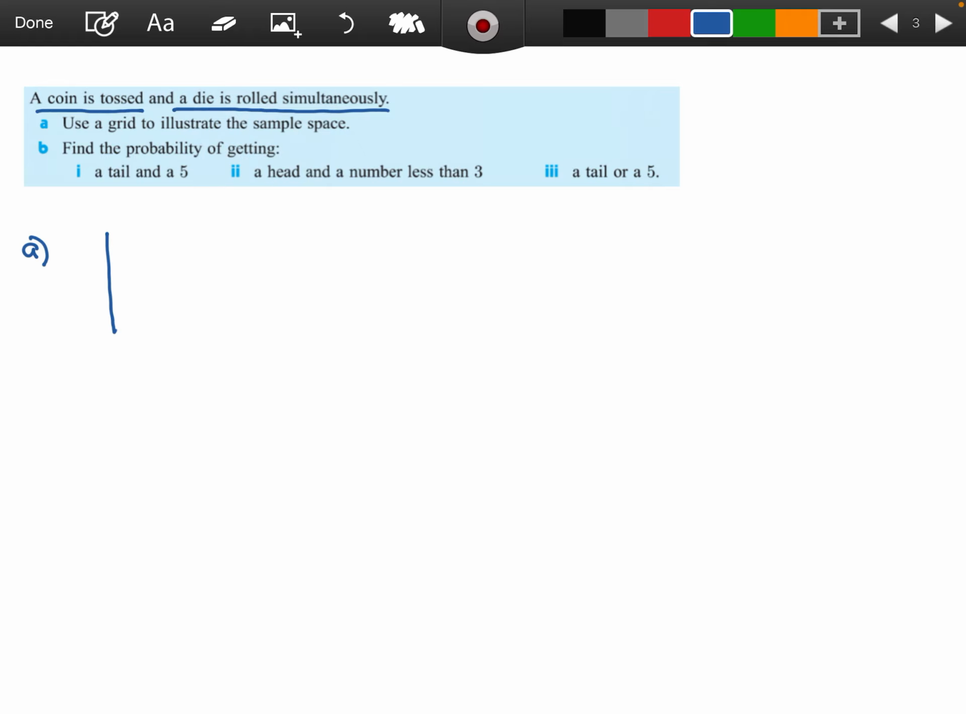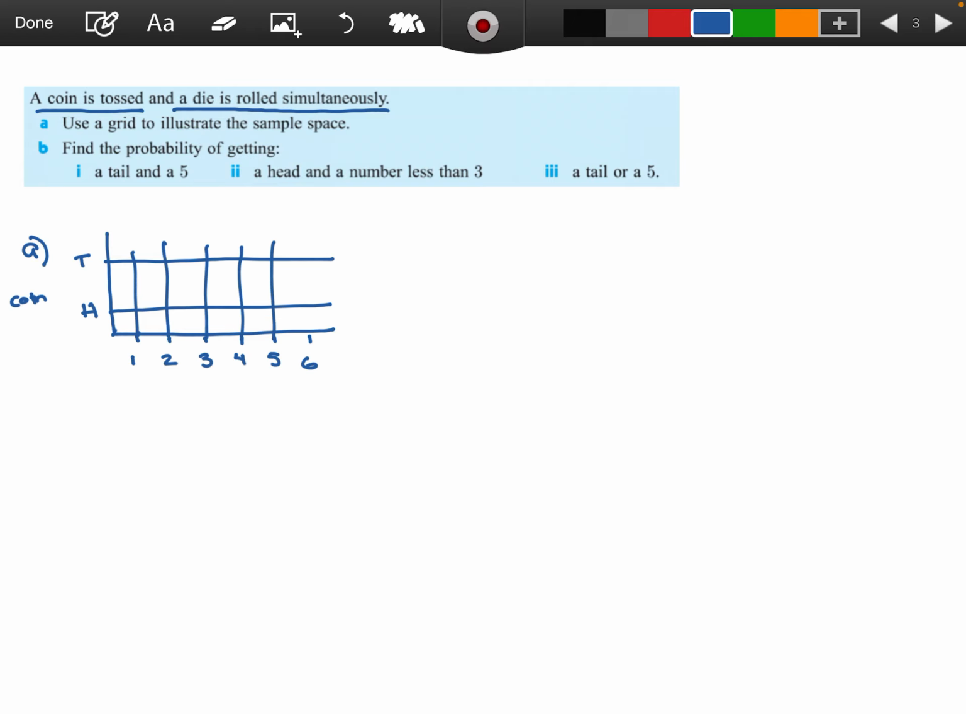Sample space, remember, is all the possible outcomes that we could have. So on one axis, we will put the coin. Heads and tails are the possible outcomes for our coin. And then on the other axis, we will put the outcomes for the second part of our experiment, which is rolling the die. So we have rolling a 1, 2, 3, 4, 5, or 6. Then we'll draw lines up from each of those. And then we will put dots to illustrate each possible outcome. And when you take all the possible outcomes together, you have all of the sample space.